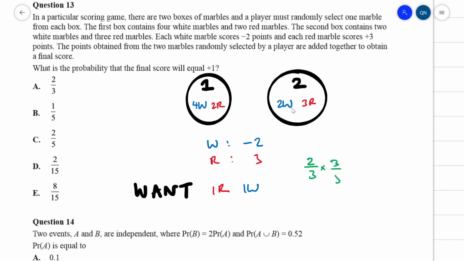So 3 on 5. And then we want to add this with, so that we did white and red, now we want to do red then white. So the probability of picking red in the first box is 1/3, and then white in the second box, that's going to be 2/5. And if we evaluate everything, that's 6 plus 2 over 15, that's going to be 8 on 15. So the answer is C. Sorry, E.